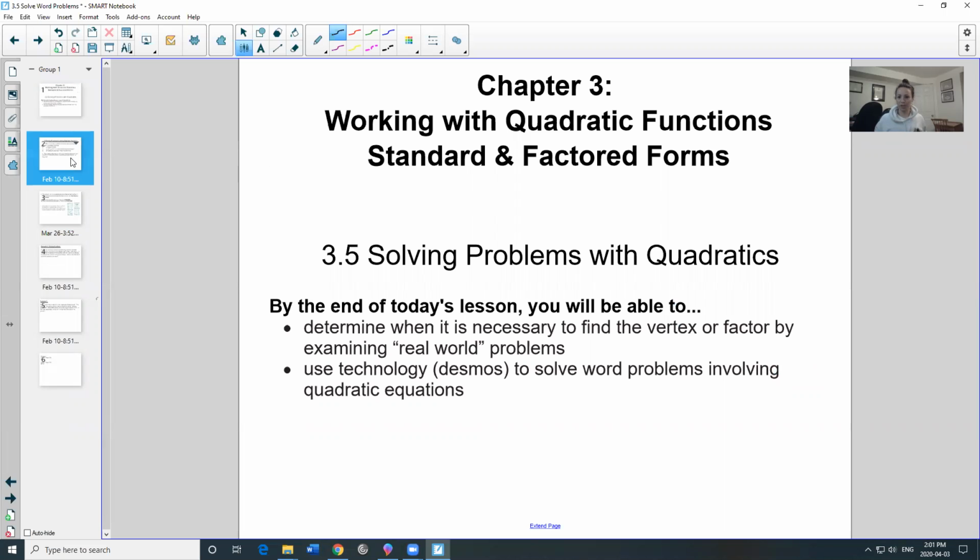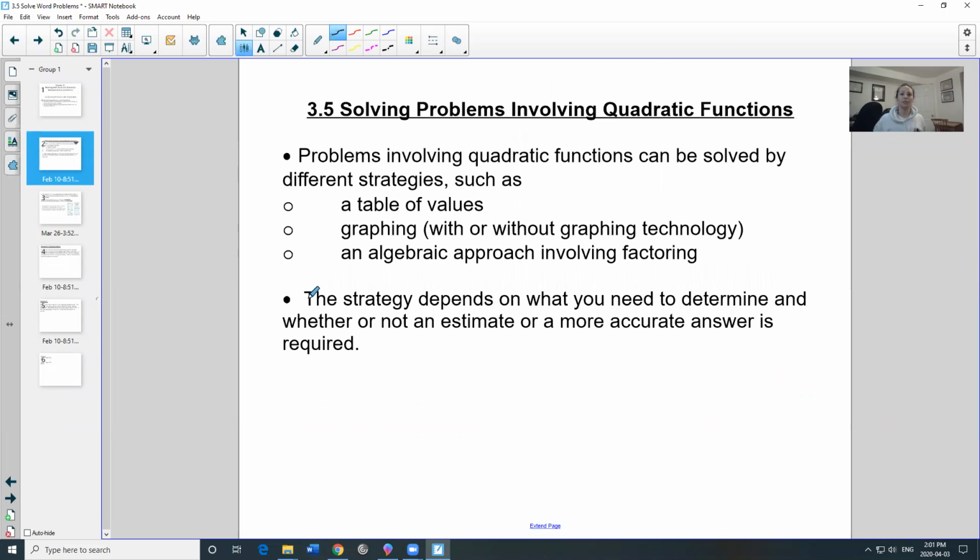So hopefully you saw the recap. Everything here is pretty similar. We're just looking at the idea that we can solve problems using a table of values, depending on how it's presented. We can graph to find our solutions, or we can look at an algebraic approach. I'm a math teacher, so I prefer the algebraic approach, but you can pick whatever method works for you.